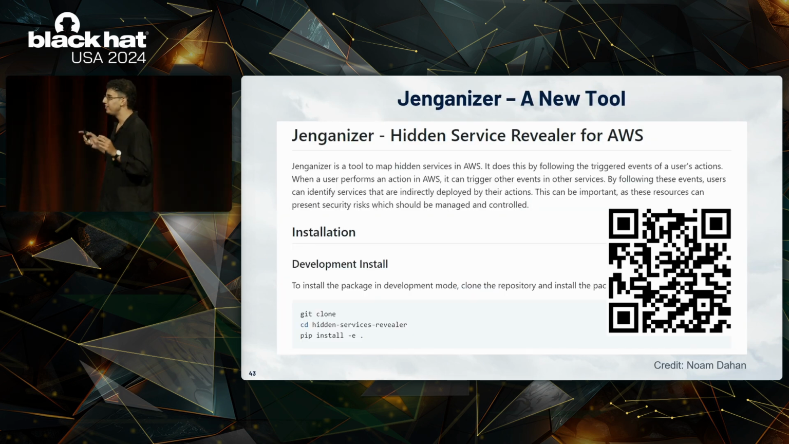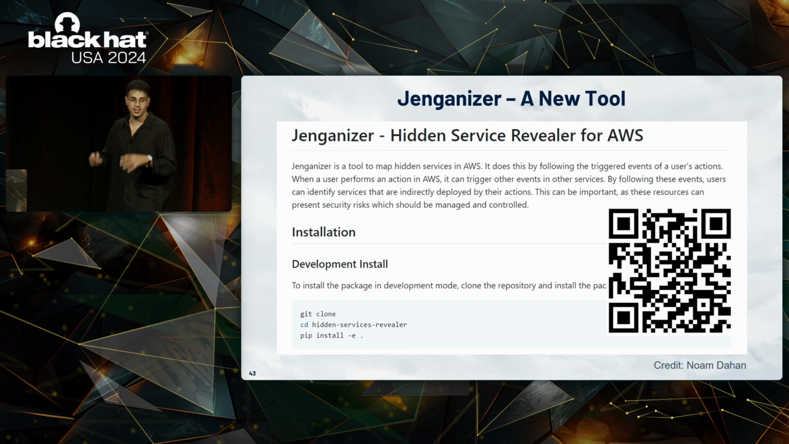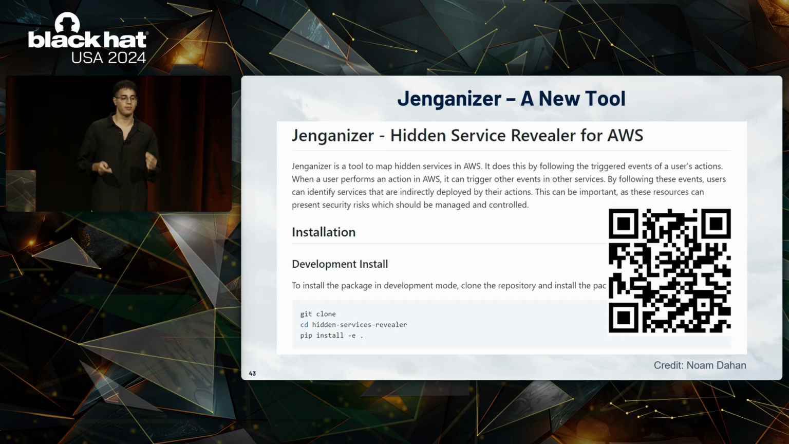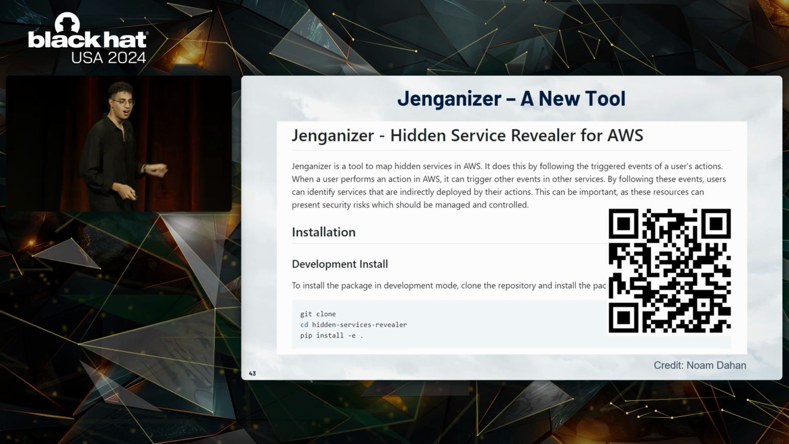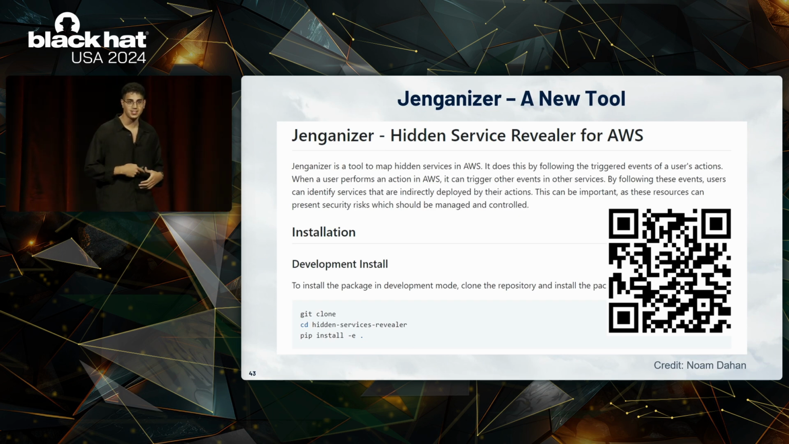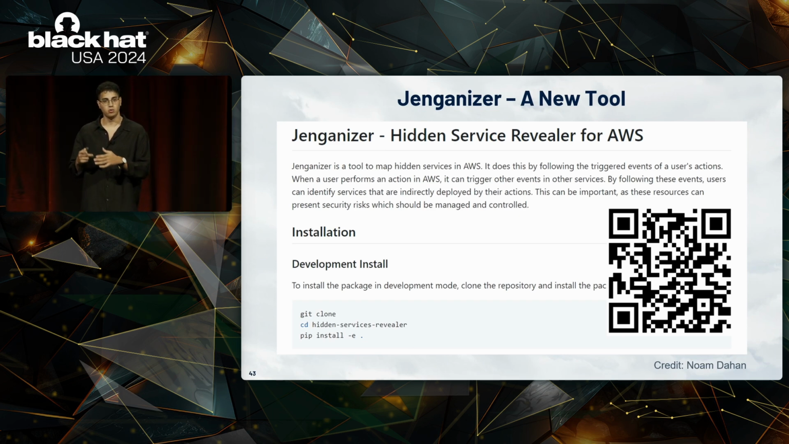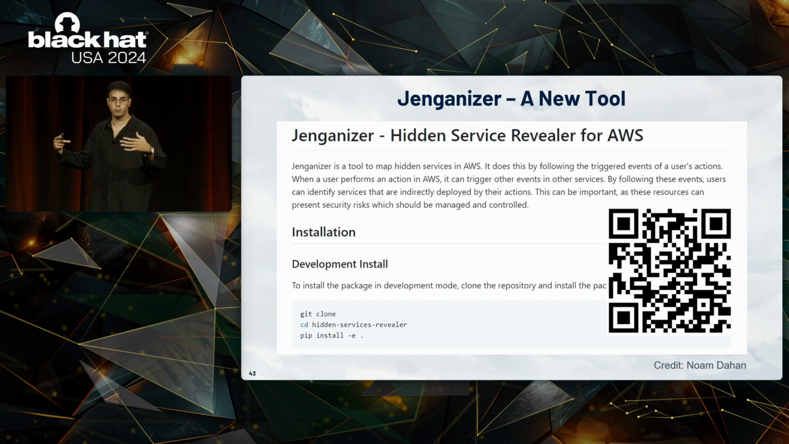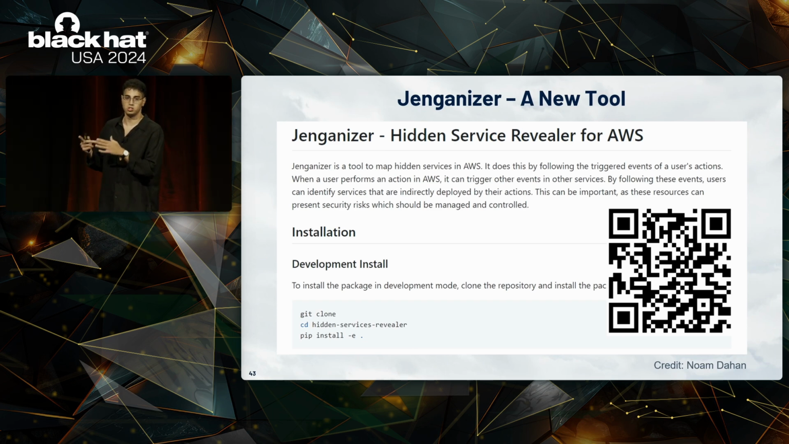I'm going to reveal a new tool we named the Jenganizer that was developed by my fellow researcher, Noam Dahan. And this tool allows you to find and discover hidden services that AWS deploys behind the scenes when you create a new service in AWS. This is just one example of the tool in AWS, but we plan to expand this tool to GCP and Azure.